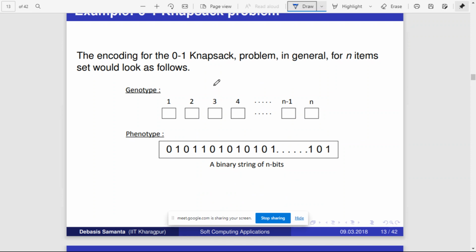Fine. So the encoding of the 0 1 knapsack problem in general, for n items. If there are n items, then how many combinations do we have? 2 to the power n minus 1. Then its genotype can be generically represented like this. Then its phenotype will be something like this, right? That is, we include all the bits here.